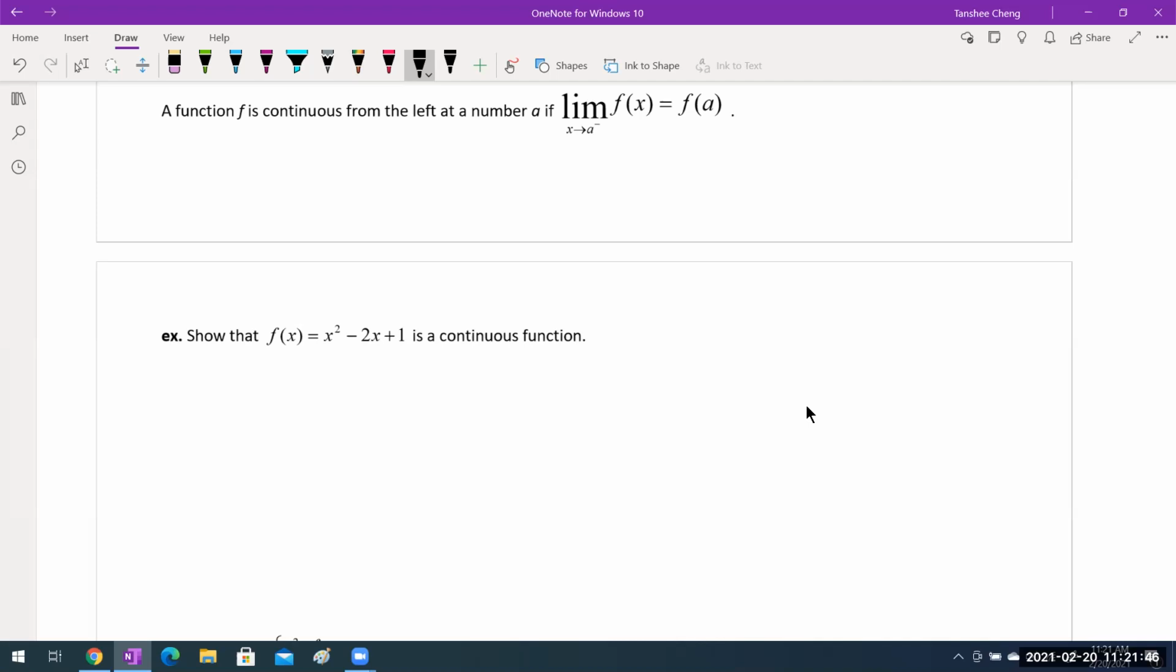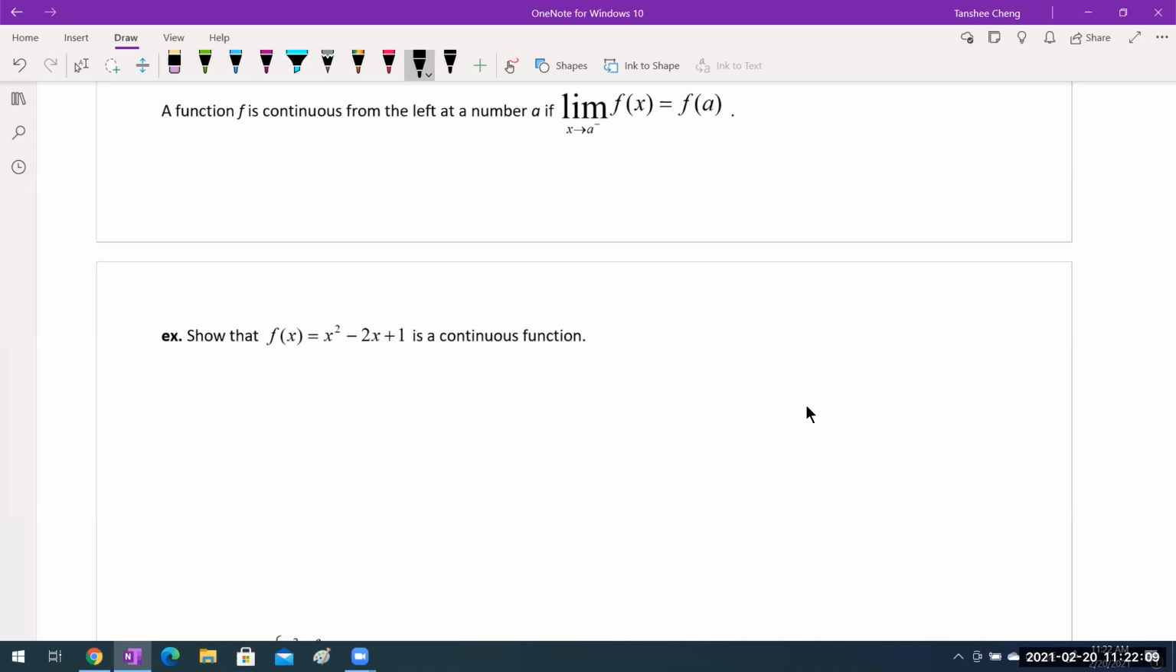First of all, this is a polynomial, a quadratic. And we know the graph of a quadratic is continuous everywhere, from the algebra and the pre-calc that we learned. We drew a lot of pictures, right? So in calculus, how do we deal with this? How do we prove that?